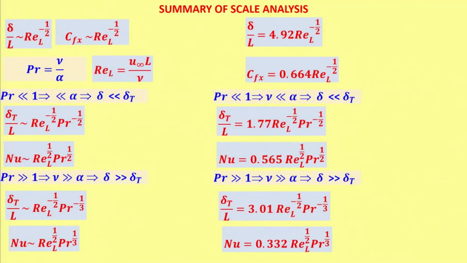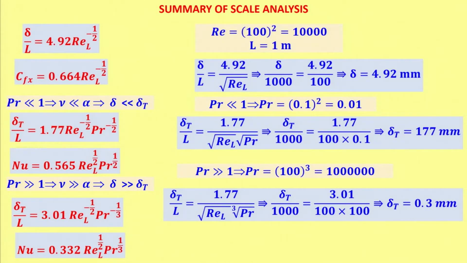So that is the strength of the scale analysis. Over to slides. If you just see the slides, from the closed form solutions you get 4.92, 0.664, 1.77 for Prandtl number less than 1, 0.565 for Prandtl number less than 1, for Nusselt number equal to, similarly 3 and 0.332. I would like to calculate these values for a Reynolds number of 10,000. Remember, for flow over a flat plate, Reynolds number 10,000 is still laminar because the critical Reynolds number is 2 into 10 to the power of 5. So length I am taking 1 meter as plate length.